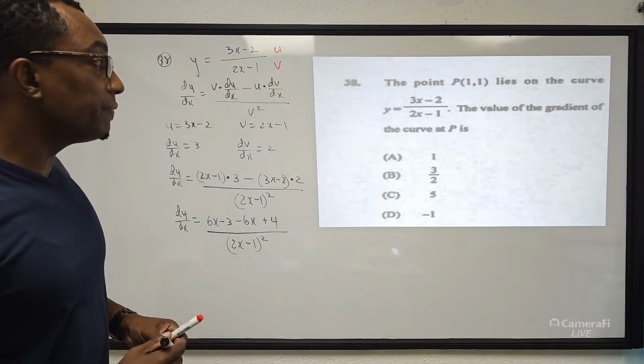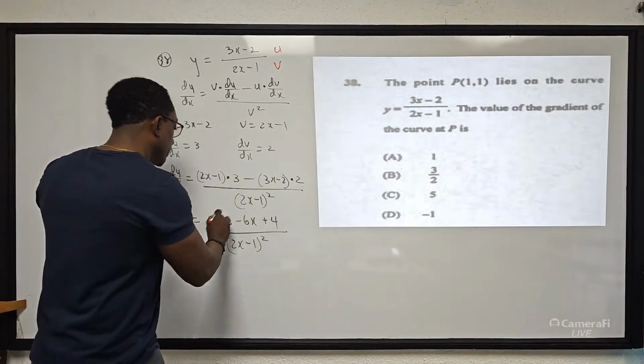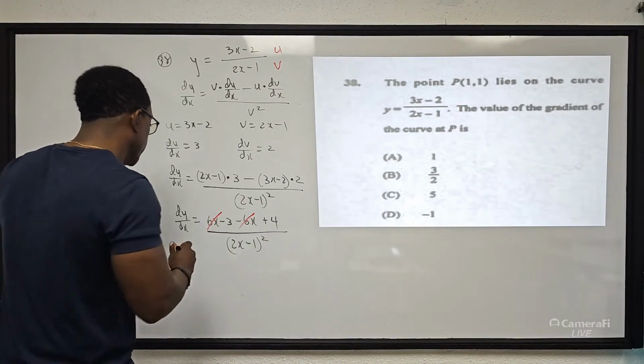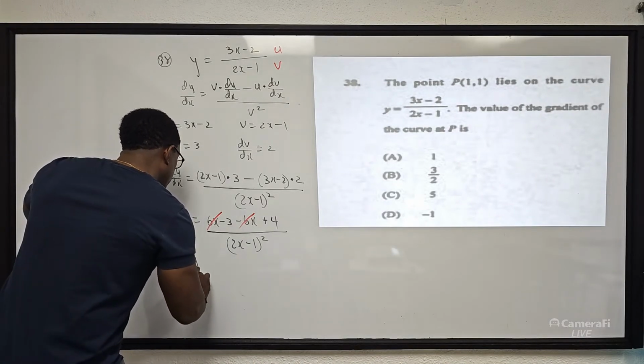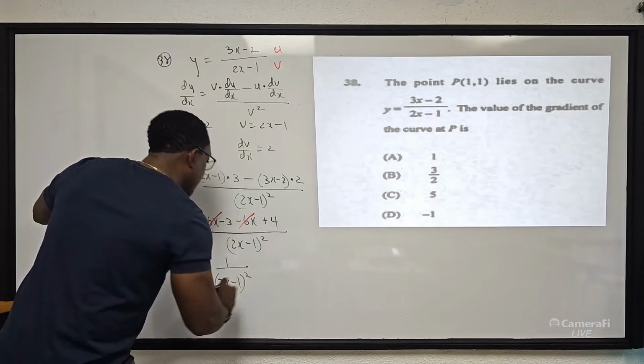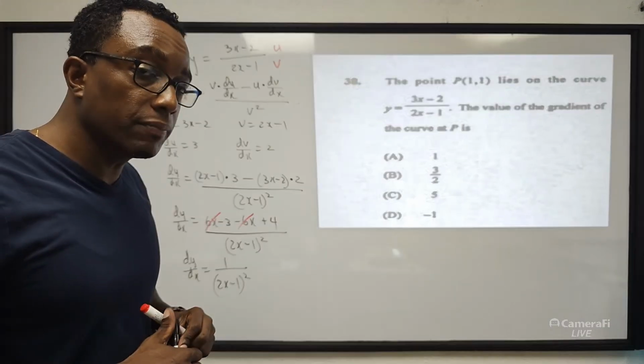Let's see if we can simplify that further. Yes, we can in the numerator. The 6x terms will cancel out. So you're going to get negative 3 plus 4, which gives you 1. So dy over dx will be 1 all over (2x minus 1) in brackets all squared. Now that's just the gradient, but they want us to find the value of the gradient.